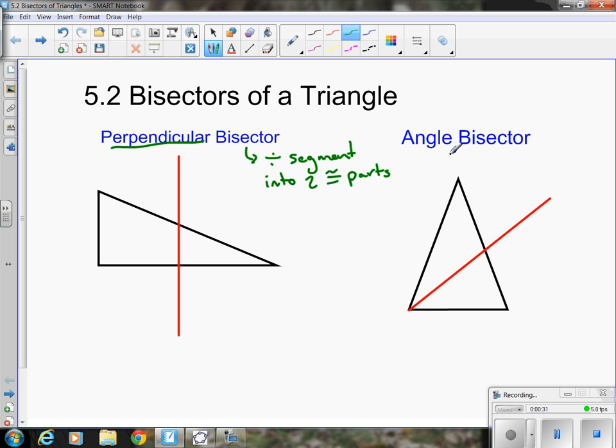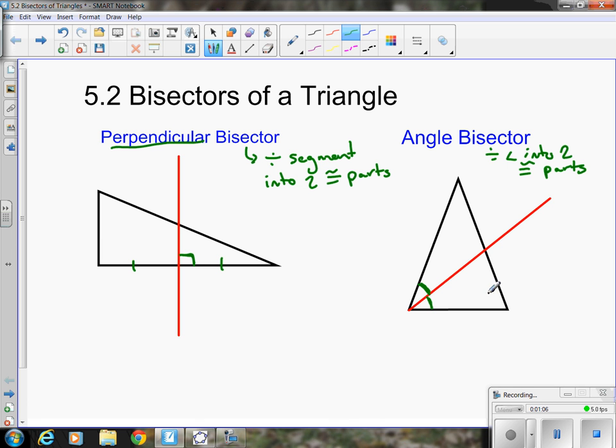And this one will be an angle bisector, which divides an angle into two congruent parts. So this has to be congruent to that for it to be a bisector. Also, perpendicular means forms a right angle. A perpendicular bisector has to do it all: divide it in half and form a right angle. Where the angle bisector, this angle has got to be congruent to this angle.